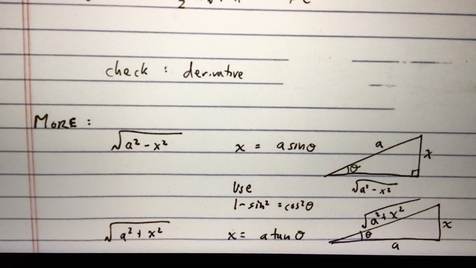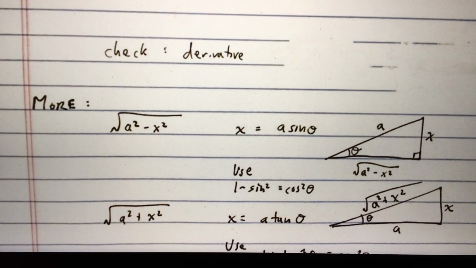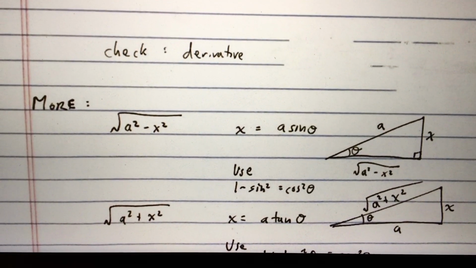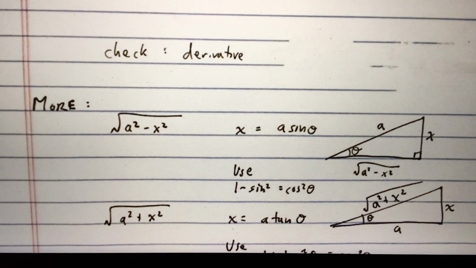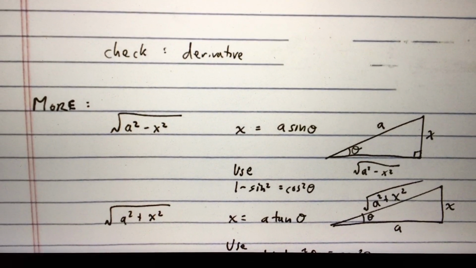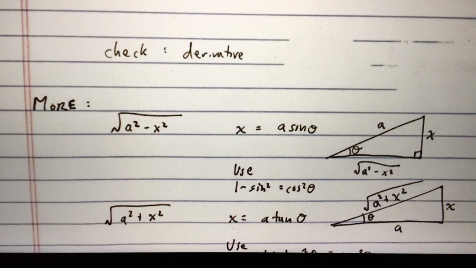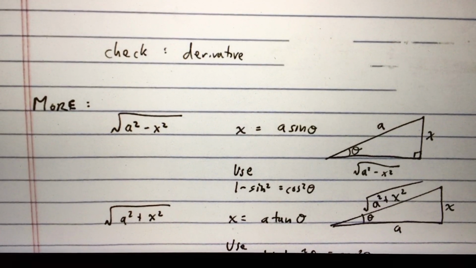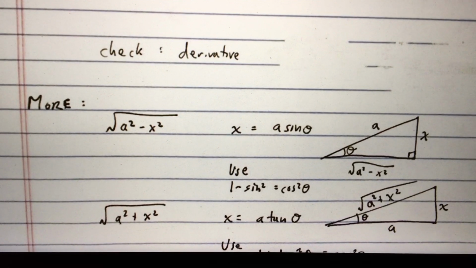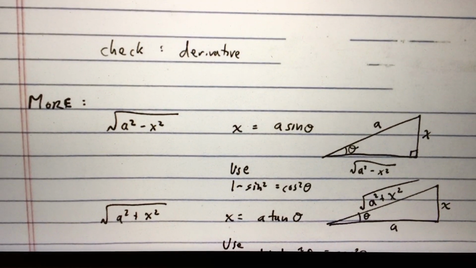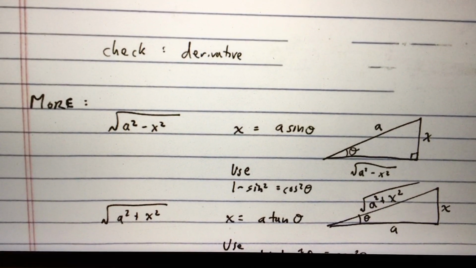When you have the square root of a squared minus x squared, then we're going to use this triangle to the right every time. You make the adjacent side the same thing as the square root of a squared minus x squared that you saw in the integral. Then the opposite side will be x, and the hypotenuse will be a, the number that was squared. Then the u substitution that we'll use will be x equals a sine theta.